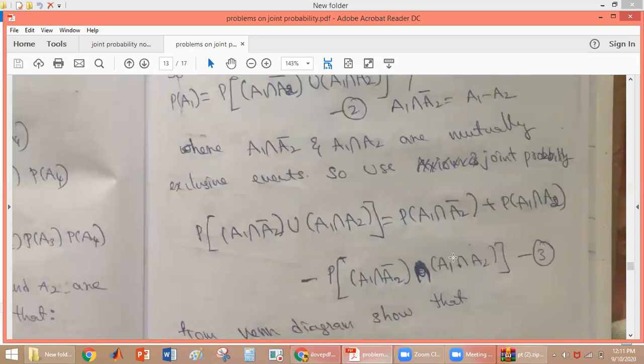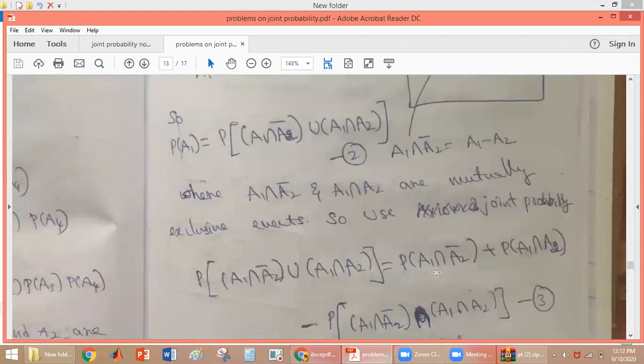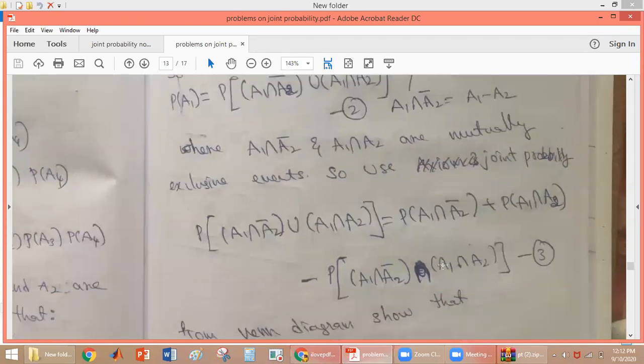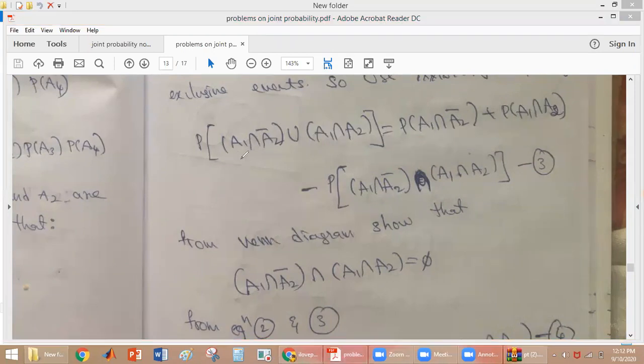And the right side, what we get: since we have a union, we'll be using joint probability. Because of joint probability, this intersection part is 0. So probability of the union of two mutually exclusive events will be equal to the sum of the probabilities of the individual events. So it is probability of the first event, which is this one, plus probability of the second event.